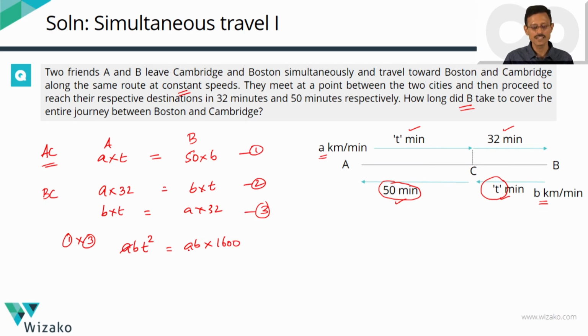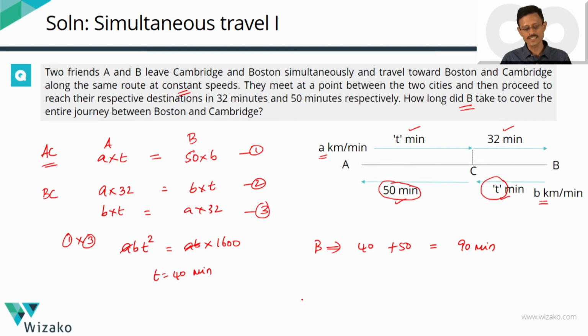Divide both sides by AB. AB and AB get cancelled. T square is equal to 1600 or T is equal to 40. The unit for T is minutes. What is T? T is the time taken to reach the meeting point. We know B took 40 minutes to reach the meeting point because T is equal to 40, and another 50 minutes to cover the rest of the journey. So how long did B take to cover the entire journey? B took 90 minutes to cover the entire journey.